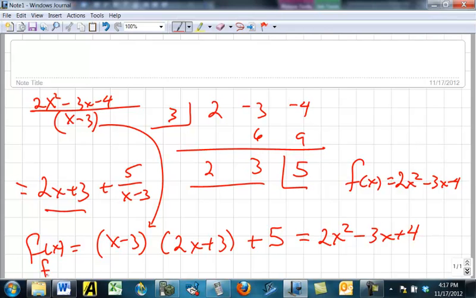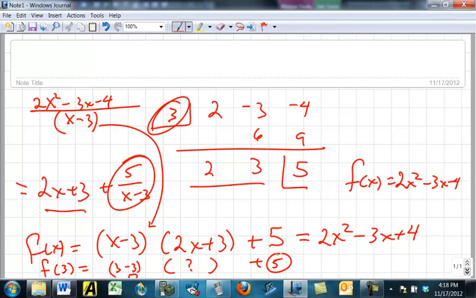Well, what happens if I put in 3? The same number that I have right there on my synthetic division. This expression would be undefined here, but this polynomial would be defined. And if you put it in here, look what happens. This part is 0, so it really doesn't matter what this is. What do we get? We get this number here. So notice that f of 3 is the remainder, 5.